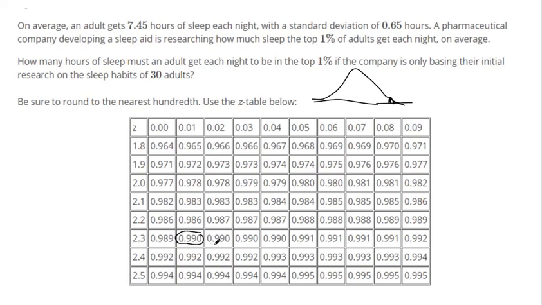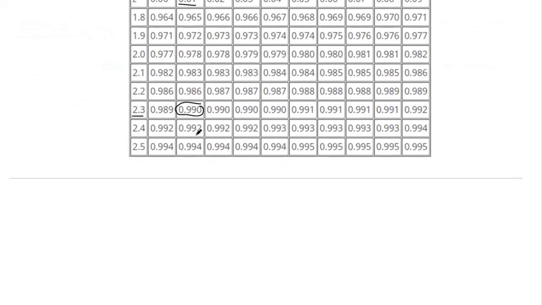This one's probably 0.9901. This one's probably 0.9903. The decimals are cut off. Usually there's 4 decimals in the z-score table, but you want the first one that comes up. Okay, so that's a z-score of 2.31.